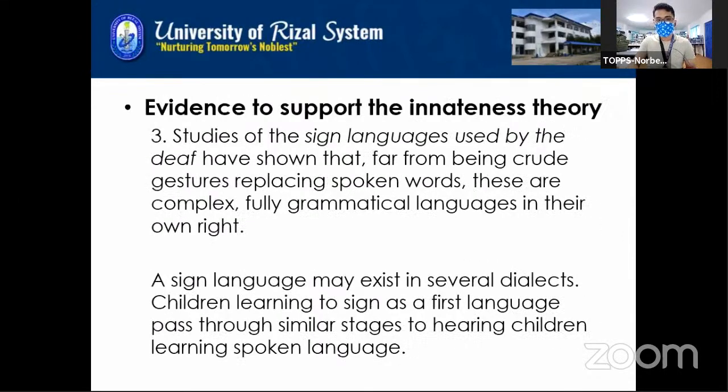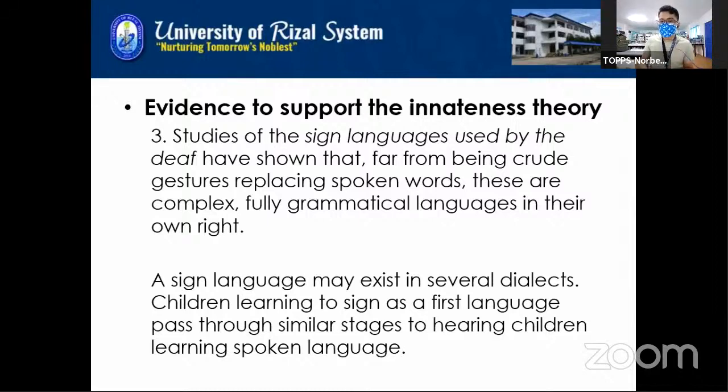Okay, the next, studies of the sign languages used by the deaf have shown that far from being crude gestures replacing spoken words, these are complex, fully grammatical languages in their own right. So just like what I mentioned to you previously, when we talk of language, we're not only pertaining to spoken words, we are also pertaining to gestures. So as far as the sign languages is concerned, these people who are using sign languages are able to come up with their own way of expressing their thoughts and ideas in a form of a sign language, which is still a language.